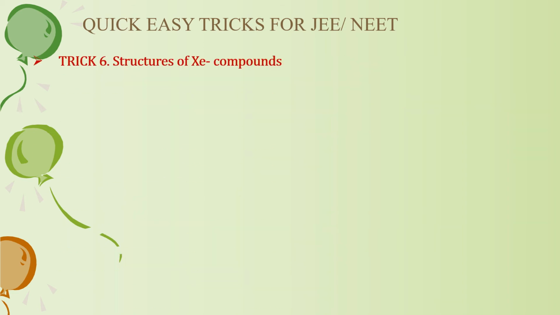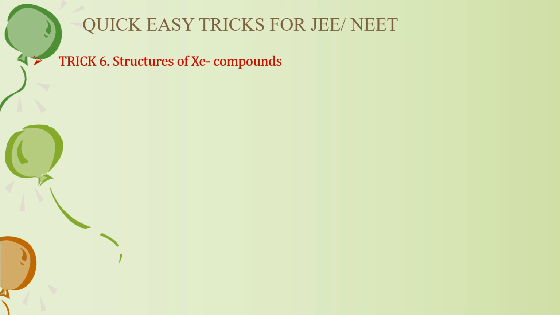Next, we move on to the structures for the xenon compounds. You can be asked for any of these fluorides and oxides: XeF2, XeF4, XeF6, XeO3, XeOF4, XeO2F2. You can be asked to draw these structures in your board examination, or to choose the correct structure in the competitive examination.